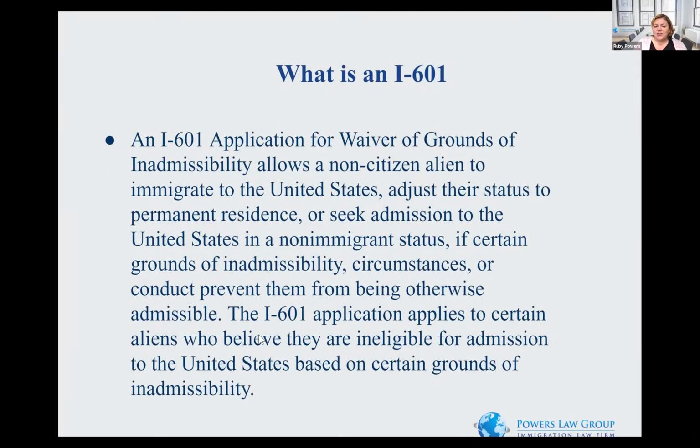So the application for waiver of grounds of inadmissibility allows a non-citizen, or alien, that's the term that USCIS or immigration uses, and I believe they're starting to change that language, to immigrate to the United States, adjust their status to permanent residency, or seek admission to the US in a non-immigrant status if certain grounds of inadmissibility, circumstances, or conduct prevent them from being otherwise admissible. This applies to certain immigrants who believe that they are ineligible for admission based on certain grounds of inadmissibility. Inadmissibility is just a fancy word for a blemish or a problem area.